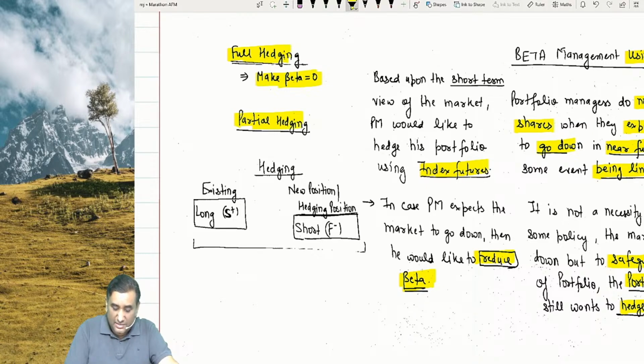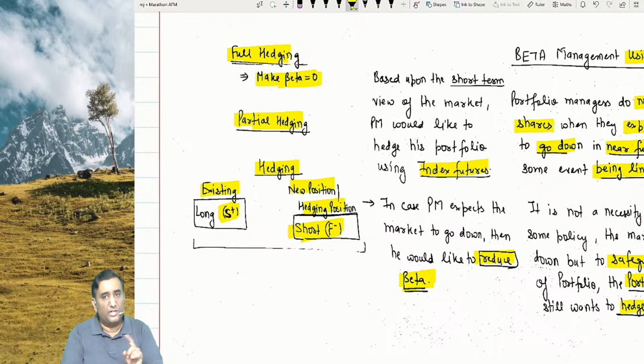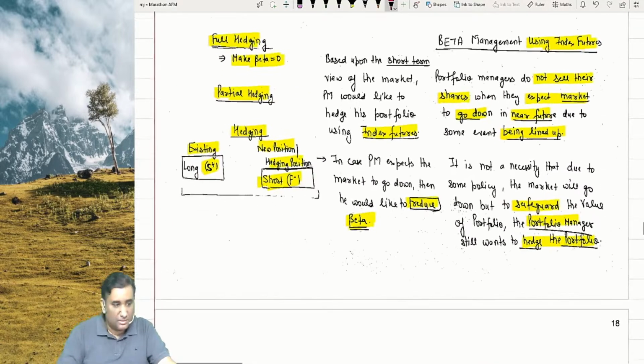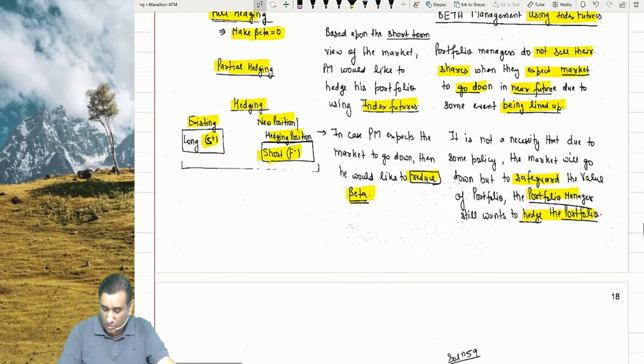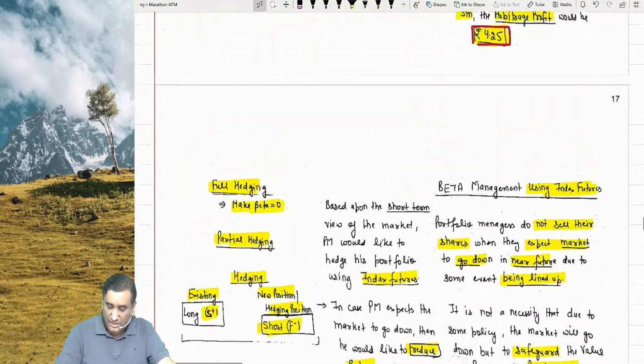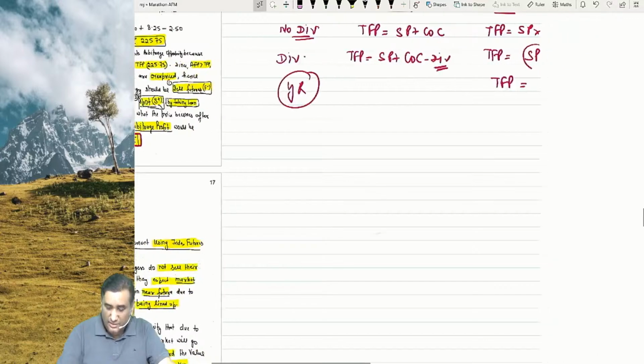If it's a partial hedging, it depends. If your existing position is long, the new hedging position should be short: S plus, F minus. The reverse can also be given in the theory world. That means if your position is S minus, you do F plus. That also could be done because you're trying to hedge. Although short selling is not permissible, for theory purposes, the formula which comes is the number of contracts to be bought or sold. Write it down. Then I'll take one example to understand the flow.